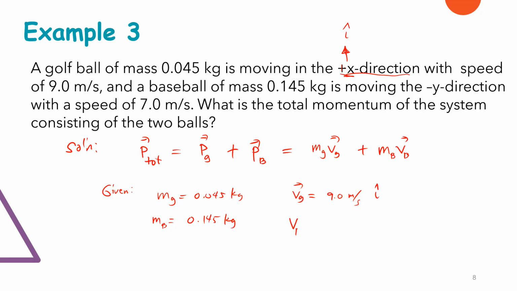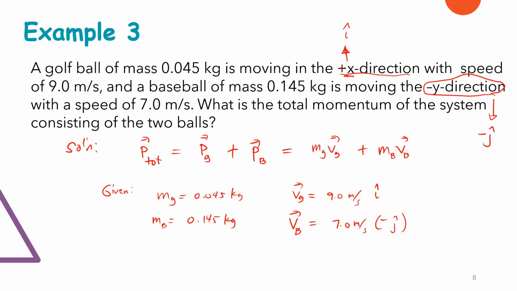The VB, the velocity of the baseball, has a speed of 7.0 meters per second, and the direction is the negative y direction. Negative y direction means that you will use the unit vector of negative j hat. So the negative y means negative j hat.